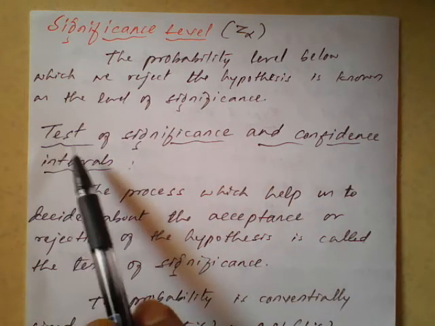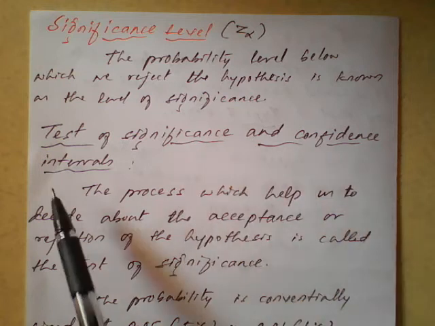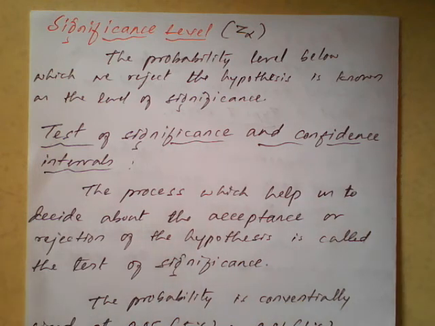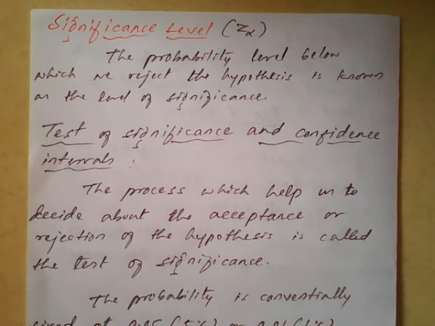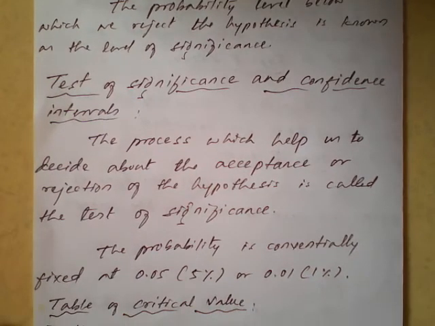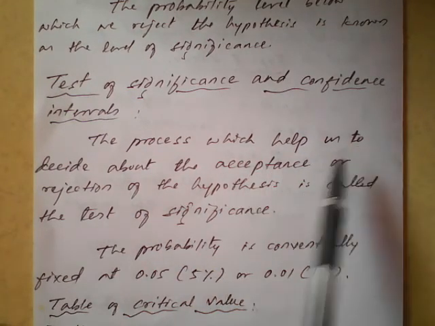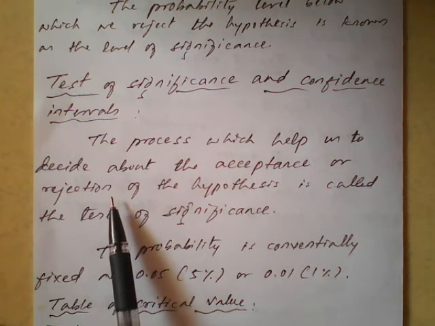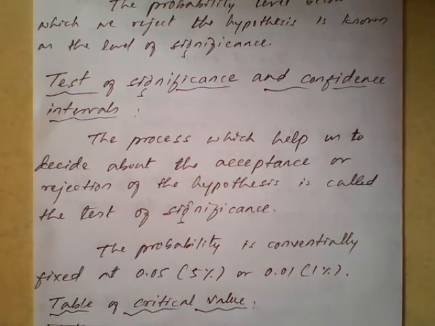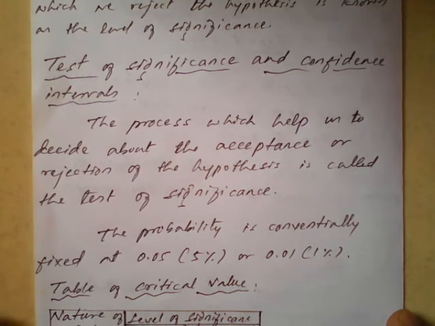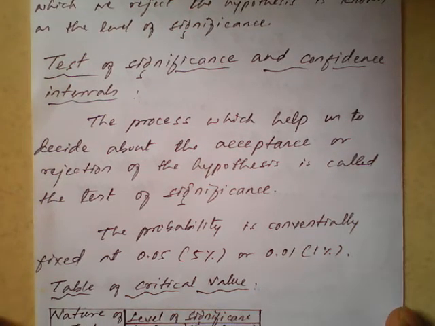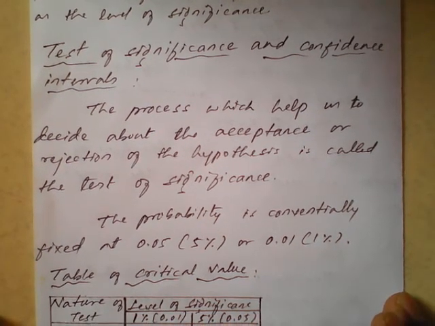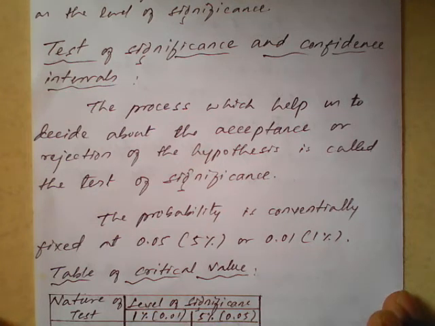Next, what is the test of significance and confidence level? We'll check here what the confidence intervals are, and we'll check everything. So the process which helps us decide about acceptance or rejection, meaning the value which decides whether to accept or reject the hypothesis, is called the test of significance.